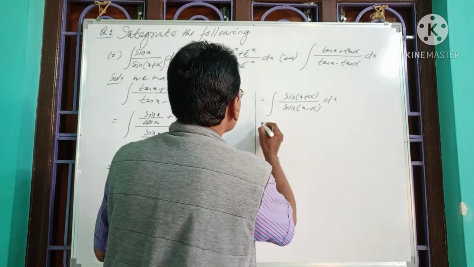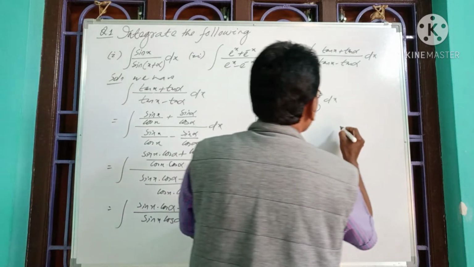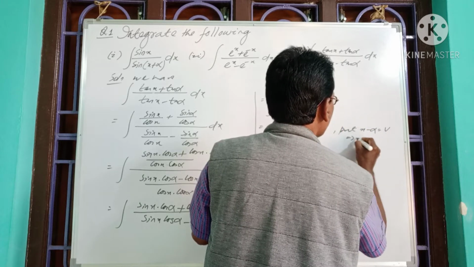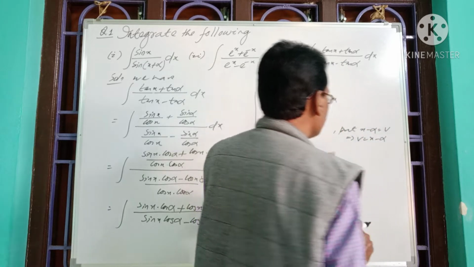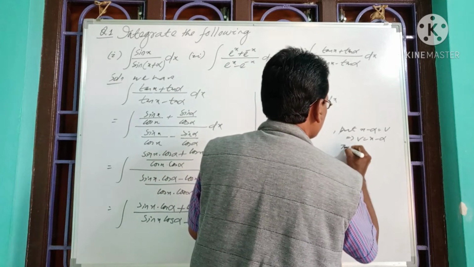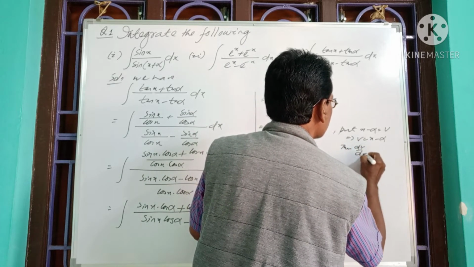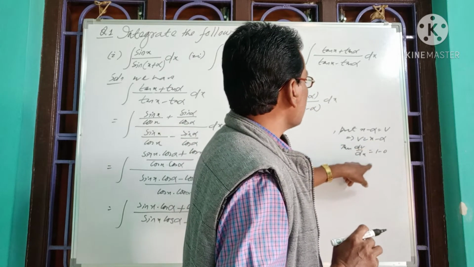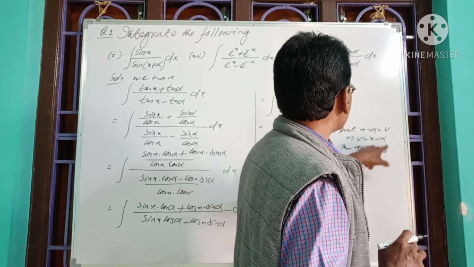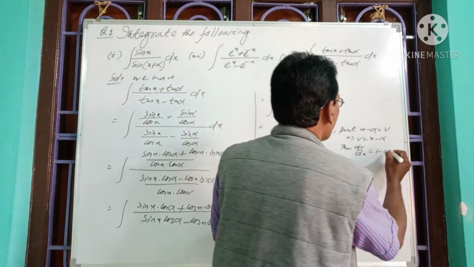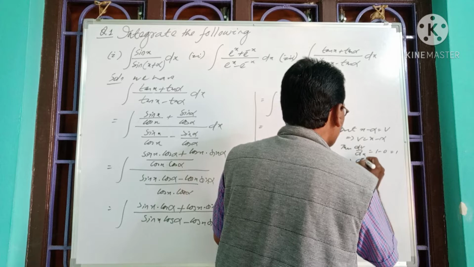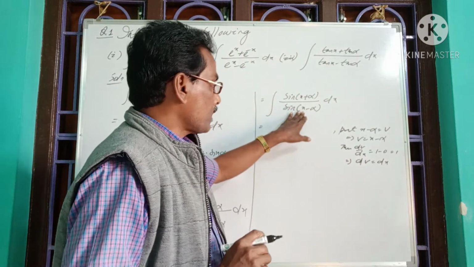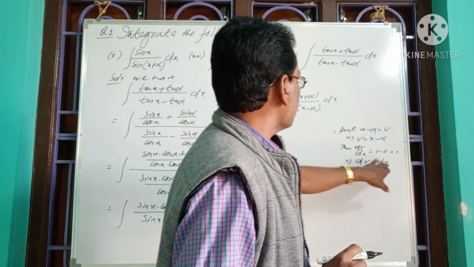So now let us put x minus alpha equal to v, that is, v is a function of x. Then differentiating v with respect to x, it will give us 1 minus 0, because the derivative of x with respect to x is 1 and the derivative of alpha with respect to x is 0. Alpha is a constant, so we got 1. Again simplifying, we have dv is equal to dx.